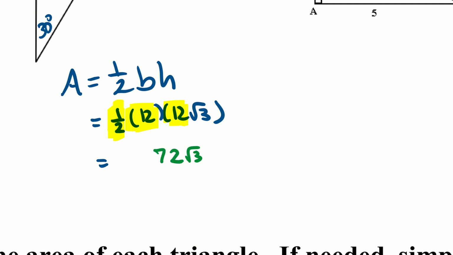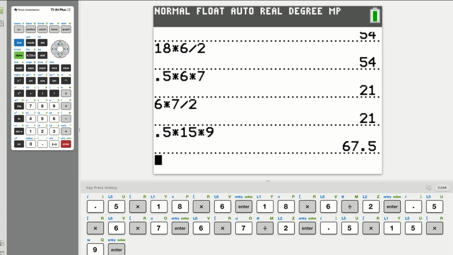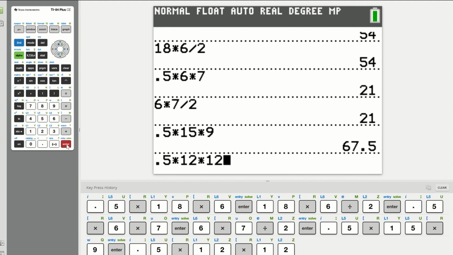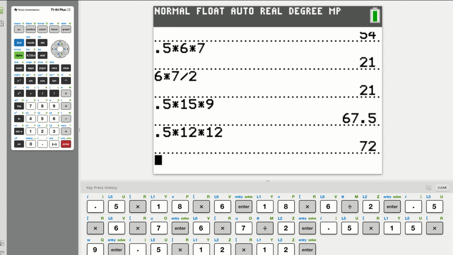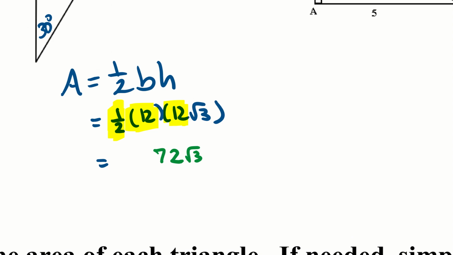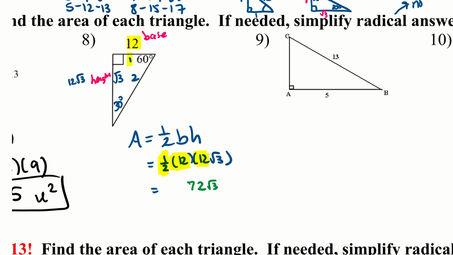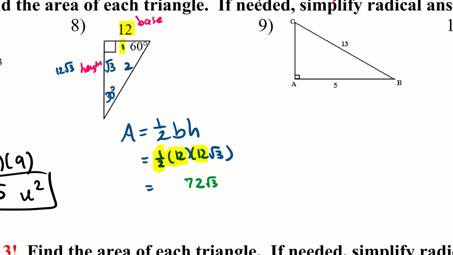I'll just double check that, show you how I'm going to enter this into the calculator. You're going to see I'm not going to put in the √3. So I'm going to do 0.5 times 12 times 12. This is going to give me the 72. The √3 is part of the answer, but I didn't enter it into the calculator because the calculator will give me a decimal equivalent of that. There are no units in this problem, so I'll write this as units squared.